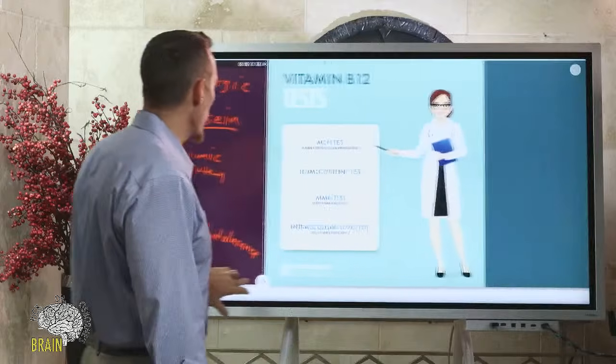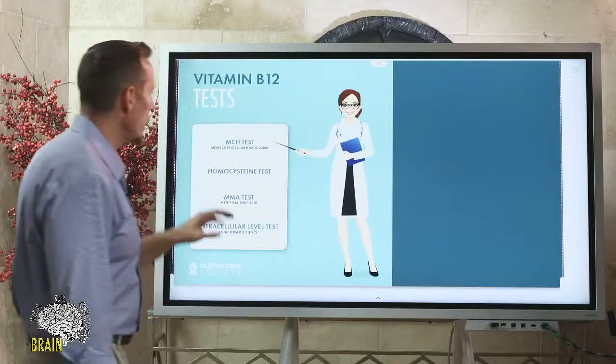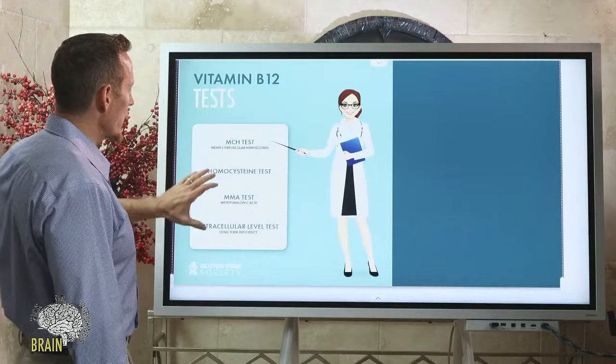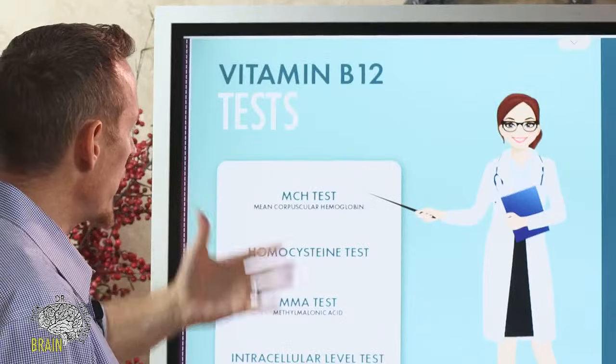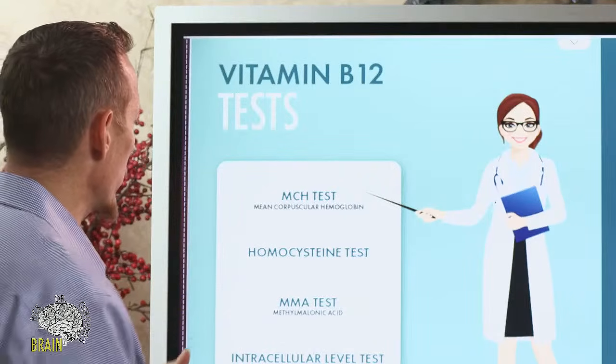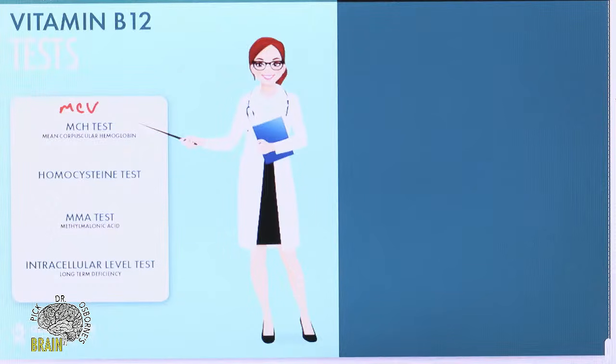Let's talk about some lab testing next. There's a lot of debate in this area, so we're going to talk about some more basic tests that any doctor can run, and some a little more complex. First, MCV and MCH, which stand for mean corpuscular volume and mean corpuscular hemoglobin. A lot of times these tests will come back too high.